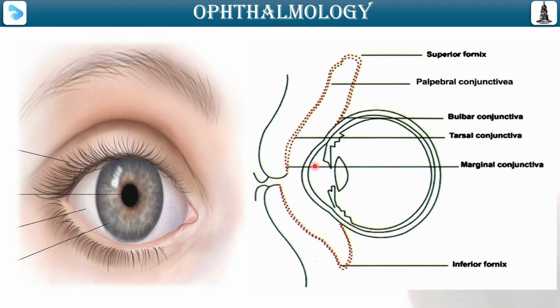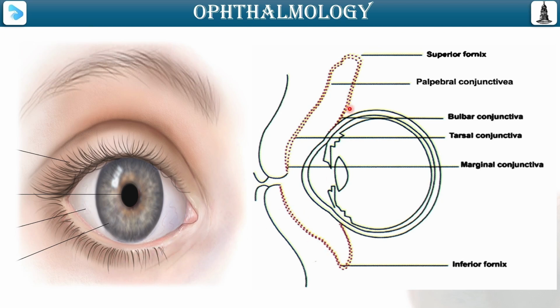In order to understand the conjunctiva, I need you to understand this photo. So this is the cornea. This is the outer surface of the eye, the sclera here. And this is the eyelid, the upper eyelid, and this is the lower eyelid.